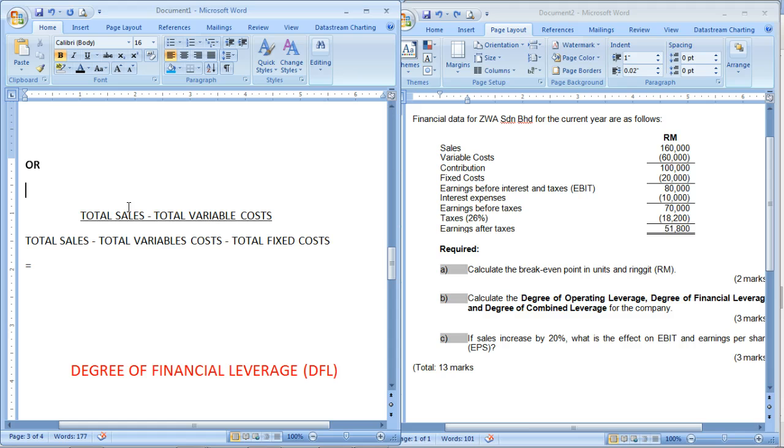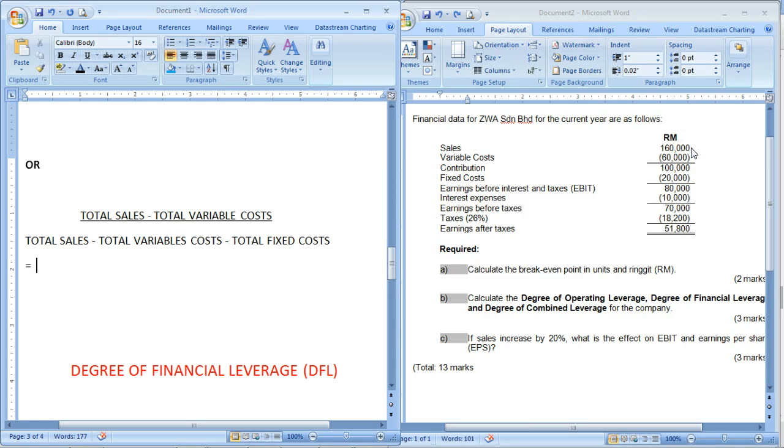I provide you the formula, you only calculate, because I provide you the income statement. But it's not a guarantee. I will not tell you which format will be in the exam. Either you need to construct it yourself, or the question provides you the income statement and you just calculate. So what is DOL?